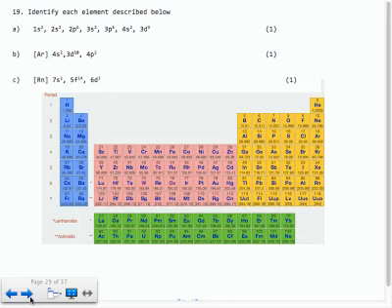Okay, identify each of the elements described below. So the easiest way to do this is to count up the number of electrons, which is the total of the little superscripts, the little exponents. So 2 plus 2 plus 6 is 10. Plus 2 plus 2 plus 6 is 20. So up to here gives me 20. 29 would be here. Element number 29 on the periodic table is Cu, copper. So that's the configuration for copper.